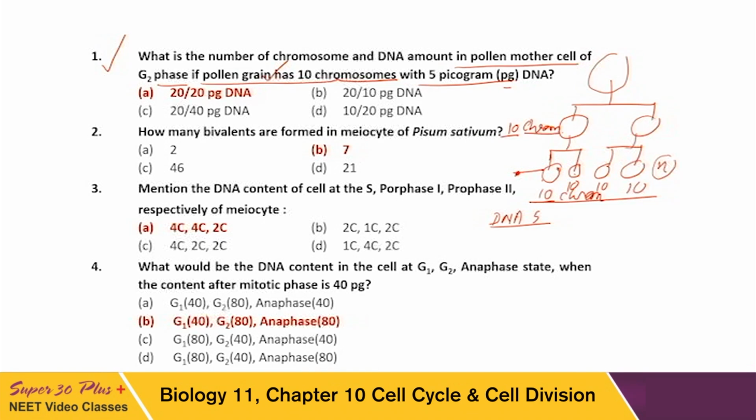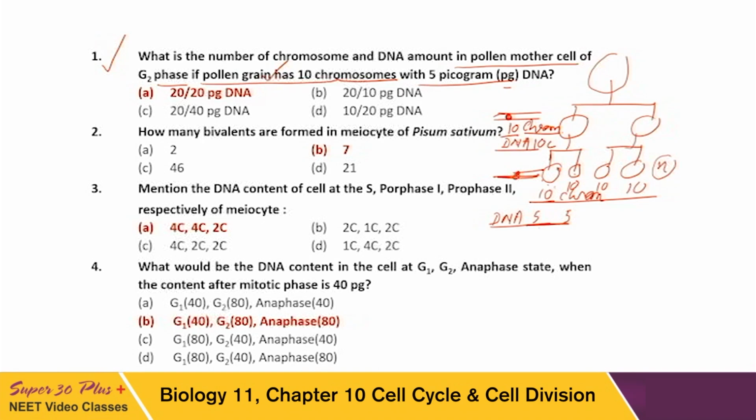But what's the difference? Here the chromosome is represented by 1 chromatid. Here the chromosome will be represented by 2 chromatids. Is it? So in these two cells, the number of chromosomes will remain the same, 10. But here the amount of DNA is 5 in this, 5 in this. The total amount of DNA here will be 10. Is it right? 10C. Clear?